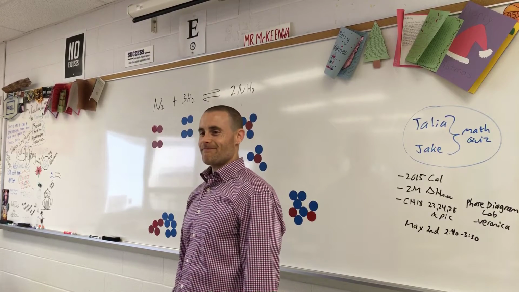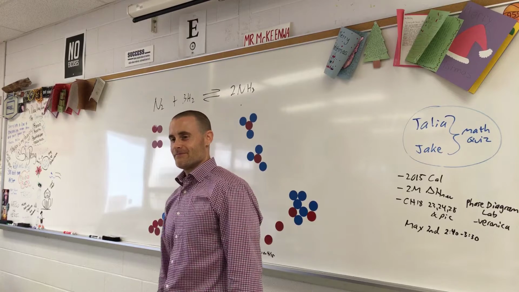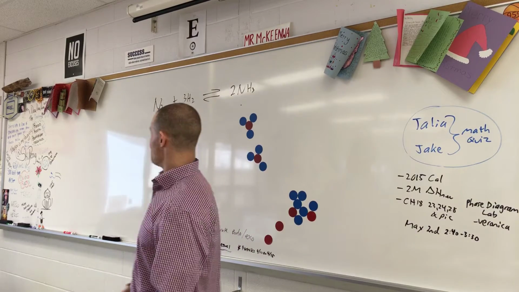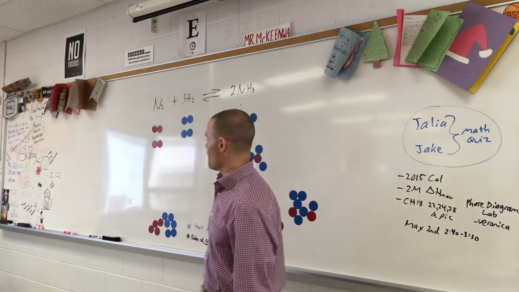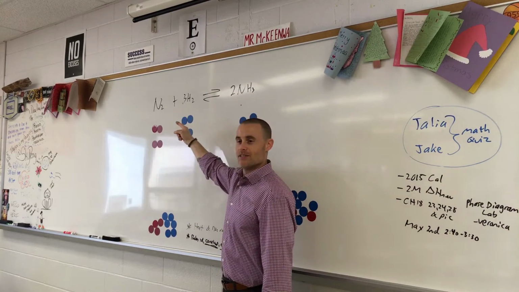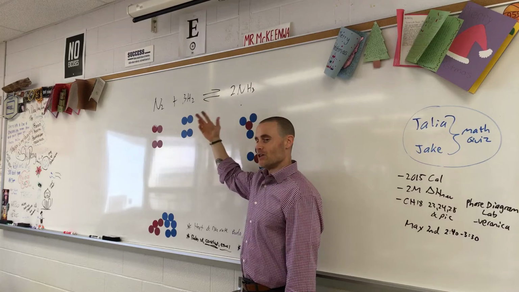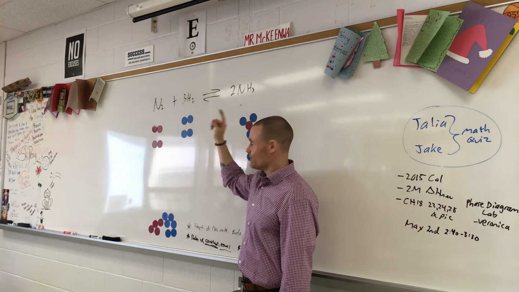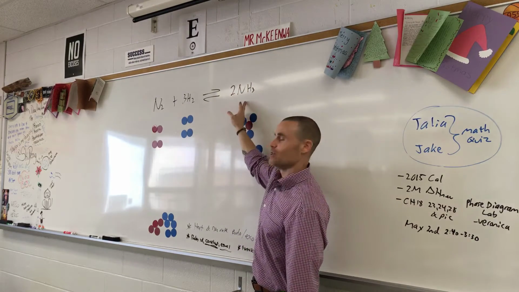So both are equally appealing? No, one of them is more appealing. So NH3 is more stable. This is more appealing than those two. Okay, so even when this thing reaches equilibrium, it still favors the production of ammonia.